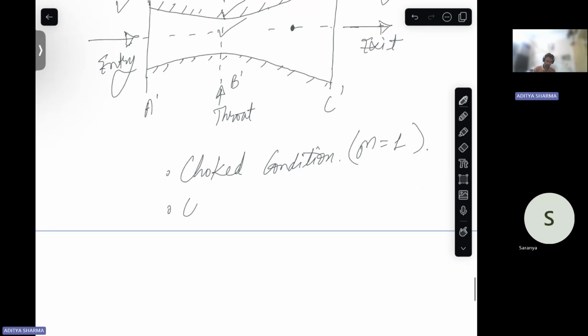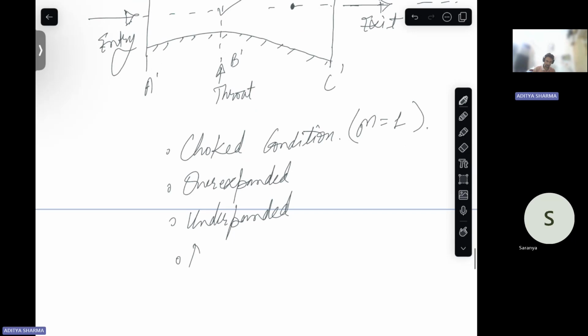So there are two cases. One is over expanded, and one is under expanded, and one is your design case, design condition. What is your design condition? Your design condition is when your exit pressure is equal to your back pressure. So that is basically your design condition for a nozzle. Okay, so this is about nozzles. Then is your week 6.